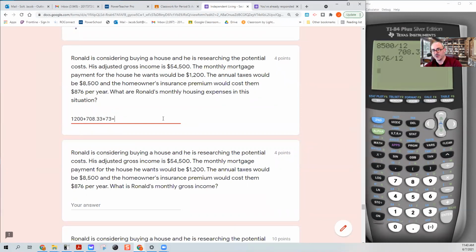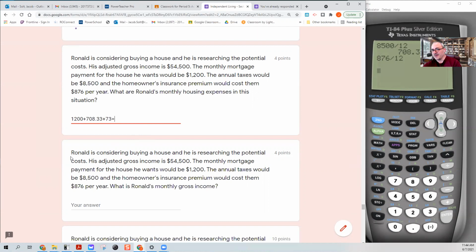And I'm not going to finish this equation, but 1,200 plus 708.33 plus 73 will give you the monthly housing expenses. All right. I'm not going to finish it. You're going to do it on your calculator, but that's how you figure the monthly housing expenses.